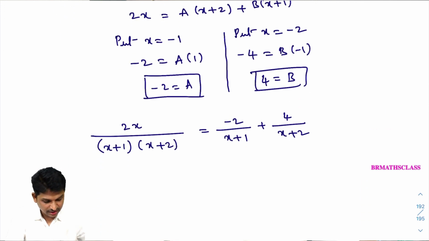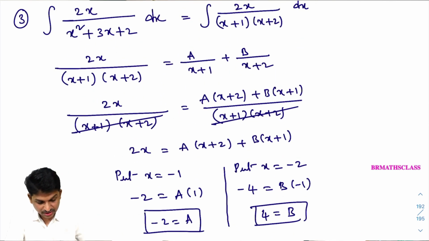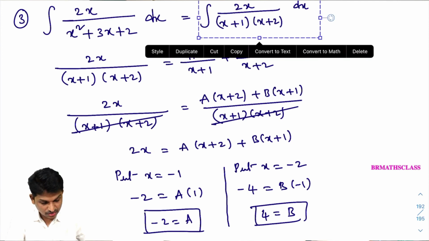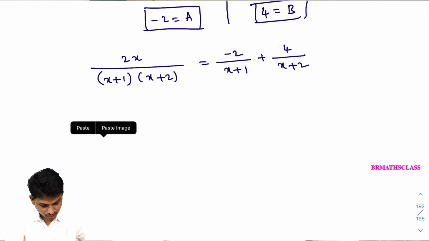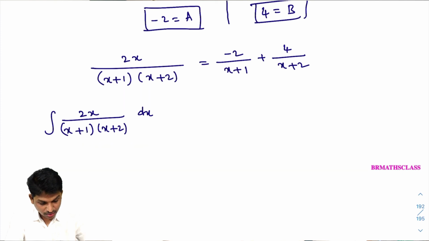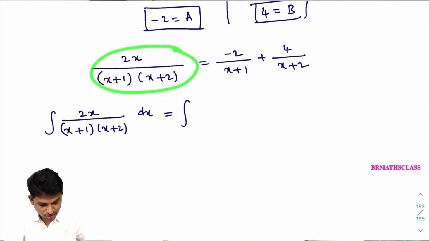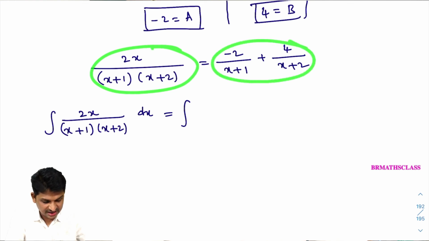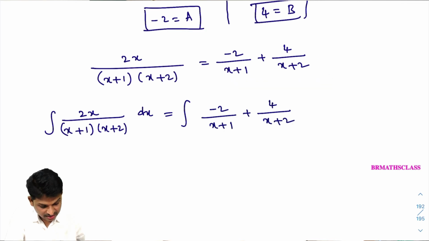Why? Now actually what is the thing? I want to integrate this one. Now this equals the integral of this expression, 2x divided by x plus 1 into x plus 2, which can be written like this now. So in place of this, I'll write this one here, into dx. I hope you are understanding.